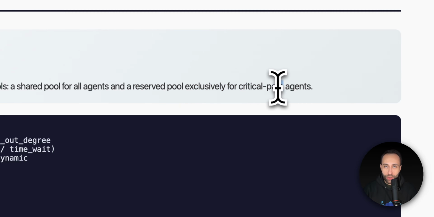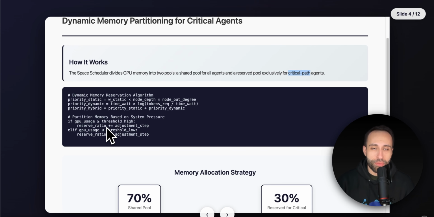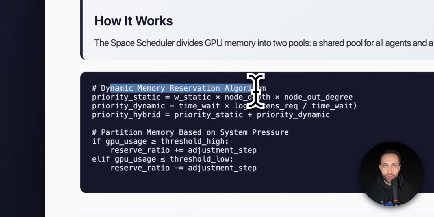Then here's the main question. How does TokenCake know which agents are critical in my design? Well, here's the pseudocode to give you the concept. What they do is calculate this reservation algorithm to understand which one is critical based on 2 metrics, static and dynamic.